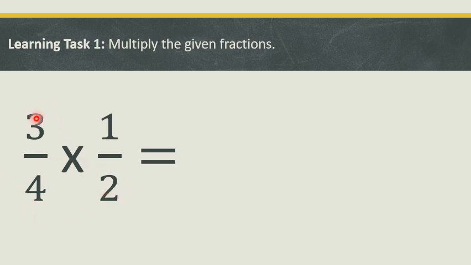Okay? So, simulan natin. So, yung numerator ng 3/4 ay 3. Ang numerator ng 1/2 ay 1. So, pag multiply natin yung dalawang numerator, so 3 times 1 is 3. Very good. So, yun ang ating numerator. And then, multiply naman natin ang denominator. So, 4 times 2 is 8. Okay? So, meron na tayong 3/8.